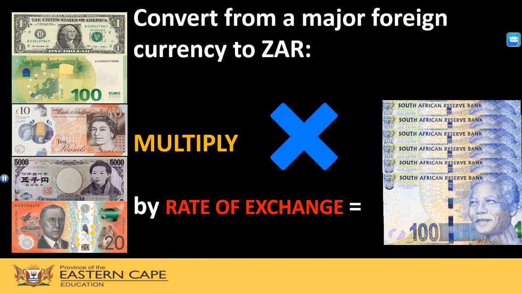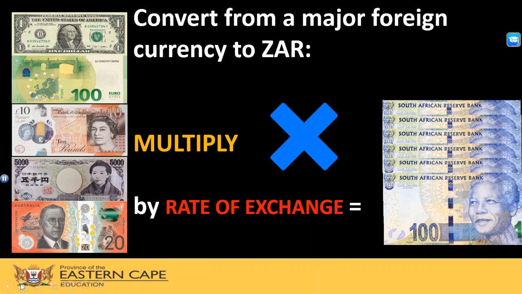So we must therefore multiply by what? By the rate of exchange. That rate of exchange is given to us in the question paper. Once we have done that, your calculator will now give you a specific number, and you are required to round that number off to 2 places after the decimal.